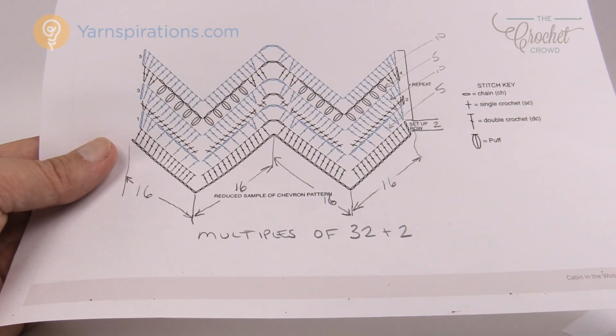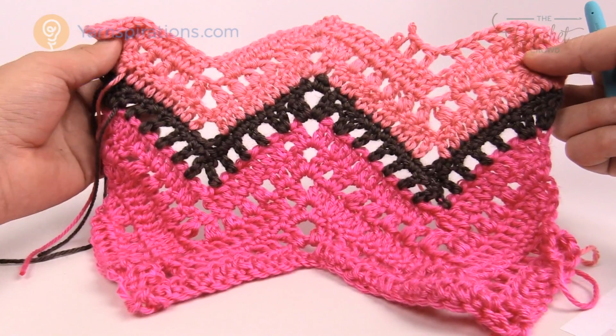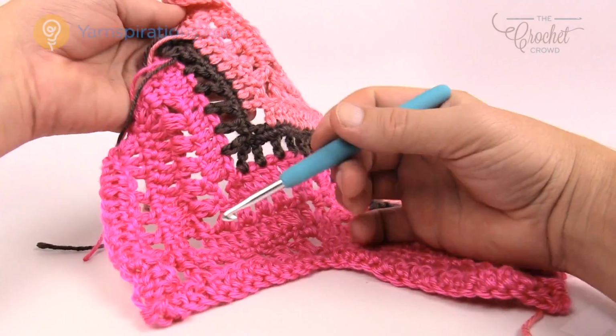I did a sample of this. I'd like to show you that now and just see what you think of it. So here's my sample here, and you are going to notice we're going to start off with a very solid row.